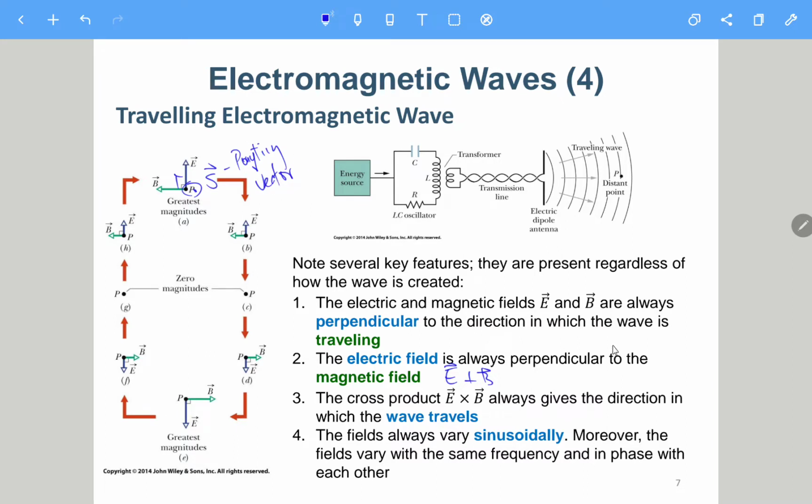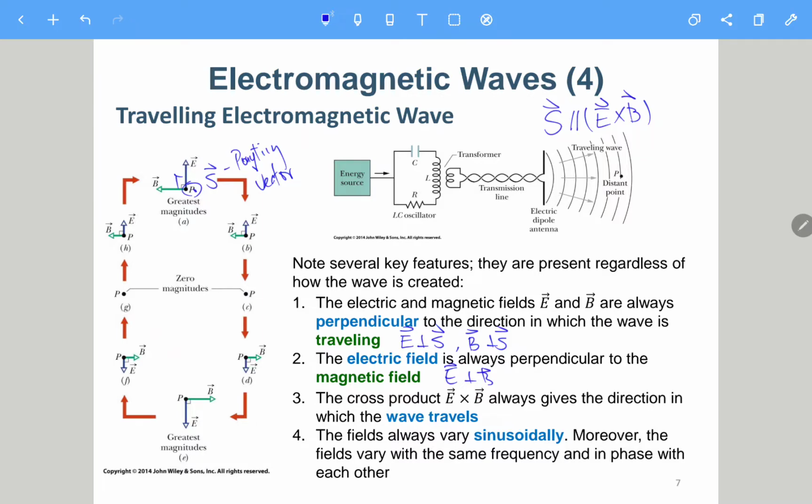So for the first point, it says that E is perpendicular to the Poynting vector. B field is also perpendicular to the Poynting vector. And then for the third point, it says the cross product E cross B always gives the direction in which the wave travels, which means that the Poynting vector is parallel to E cross B.